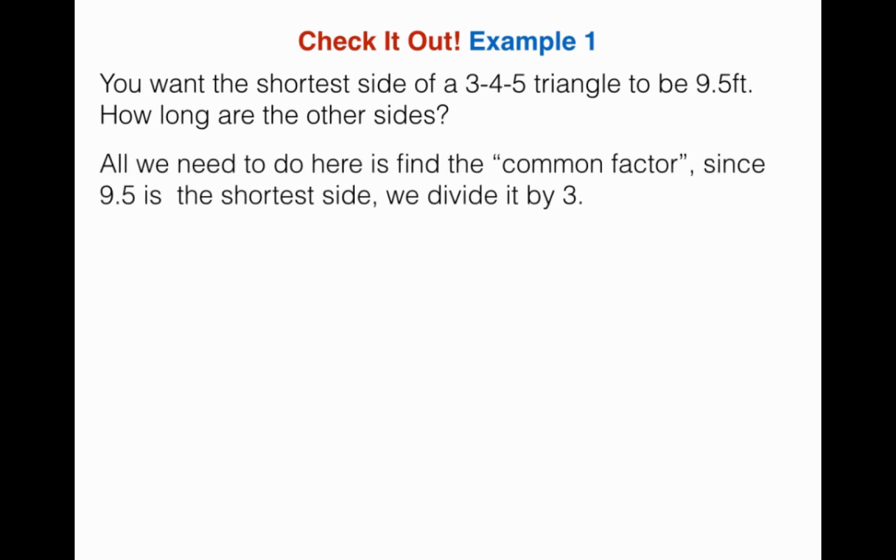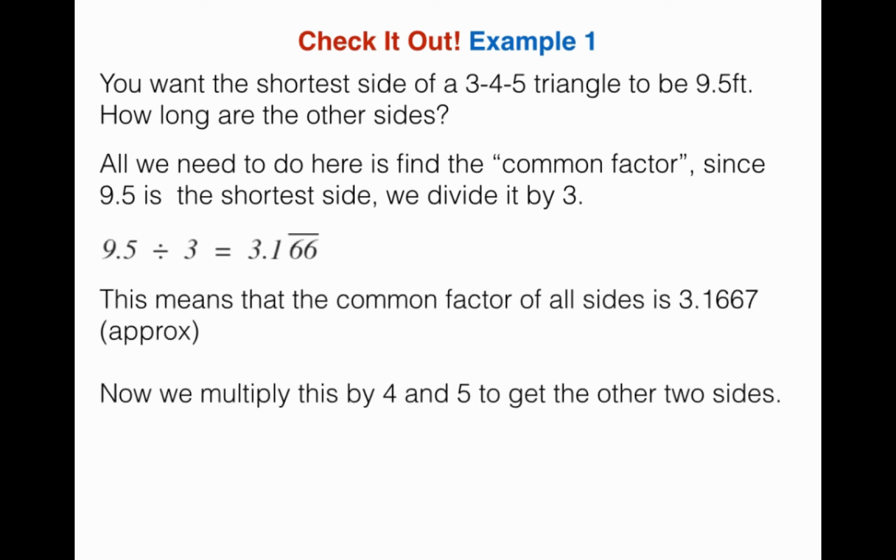All we need to do here is find the common factor. Since 9.5 is the shortest side, we're going to divide it by 3, which is part of the 3, 4, 5. When I do it, I get 3.16 repeating, which means that number is the common factor. So now all I have to do is multiply 4 and 5 by that common factor. 3.16 repeating times 4 is 12.6 repeating. 3.16 repeating times 5 is 15.83 repeating.